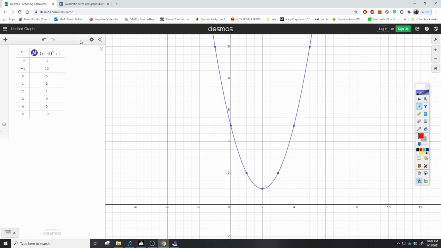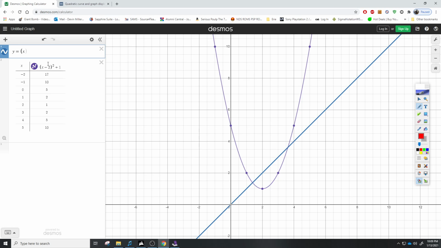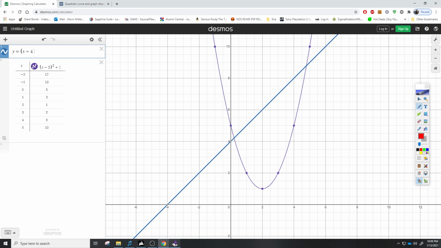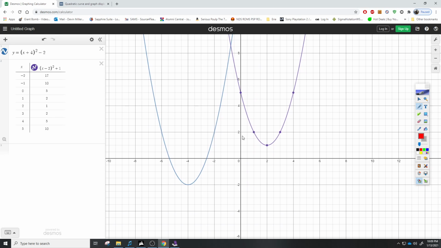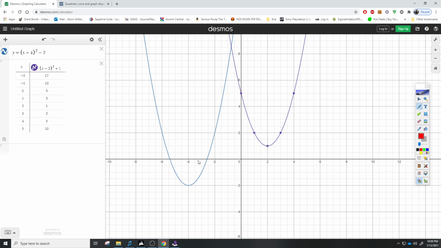So I'm going to back out of this. Actually, I'll keep the table open, I think. I'm going to hit plus, a new expression. y equals (x, was it plus 4?, plus 4) squared minus 2. Okay, so you'll see this go down. Minus 2. Here we go. And so this one moved over to the left 4, down to the -2.